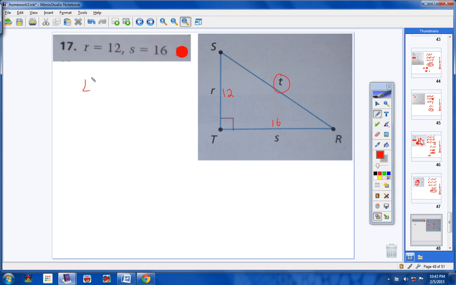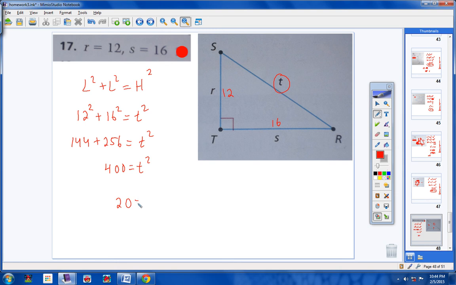So here we go. Leg squared plus leg squared equals hypotenuse squared. Can you say redundant? Same thing over and over. 12 for one leg, 16 for the other leg, and the hypotenuse is T. Well, 12 squared is 144. 16 squared is 256. Add these two together and you will get 400. Okay? And the square root of 400 is 20. So 20 equals T. We took the square root of both sides right here, and the answer is 20.